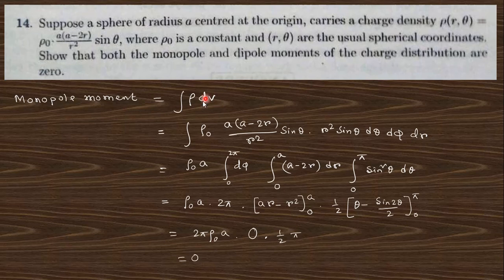So for the monopole moment, ρ dv, ρ is this and dv in spherical coordinates is this. So integrating dφ from 0 to 2π, for r, and this is θ. For r, this gives you a r² and θ. So if you put this value of a, this is a² minus a², that gives you 0, and 0 is 0. So finally you get 0.